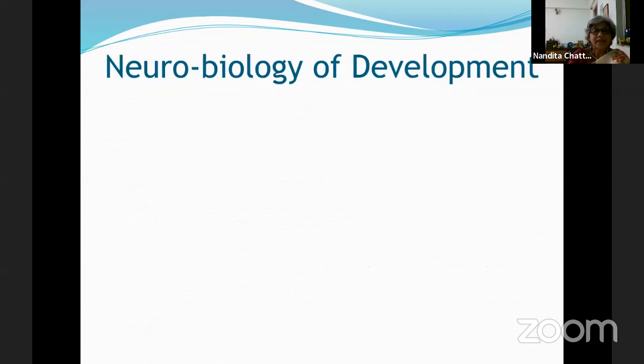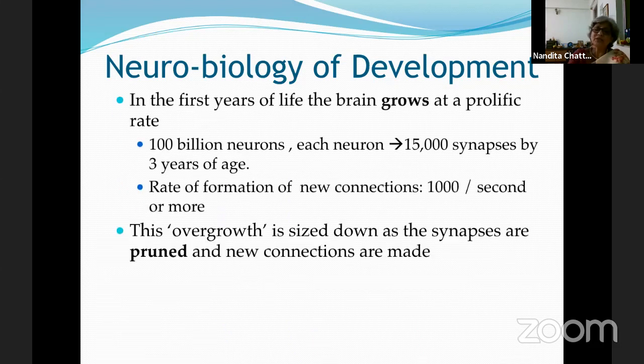Next slide, please. Before we go into the developmental milestones, let us take a quick look at the neurobiology of development. What is happening in the brain as the child develops? Now, we all know that the brain grows. It grows at a prolific rate. And a few figures to make you understand how prolific it is. Well, 100 billion neurons, and each neuron producing 15,000 synapses in the first 3 years of life. And this rate of formation of new connections is somewhere 1,000 per second or more than that.